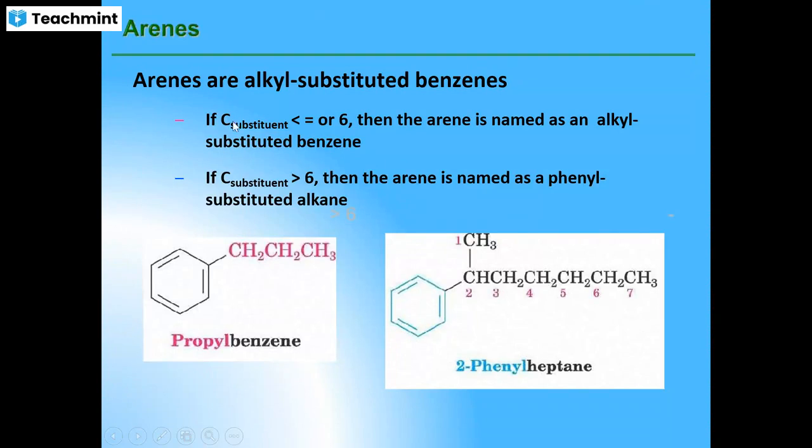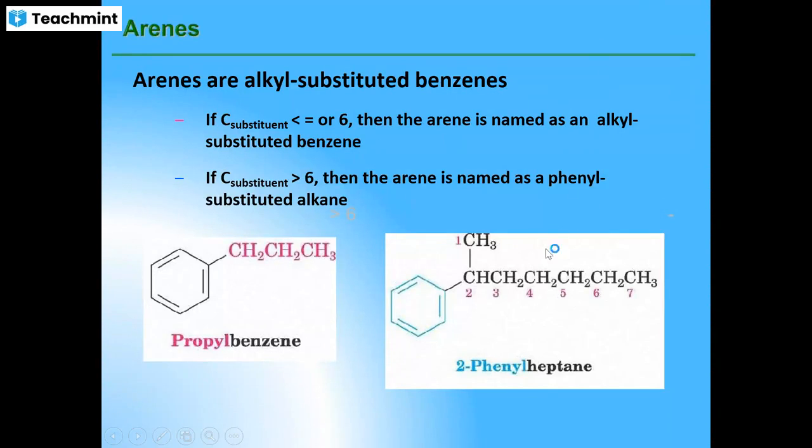So it is clearly mentioned: if the carbon substituent is less than or equal to 6, then the arene is named as an alkyl substituted benzene. Means whatever carbon chain is present on the benzene, if that carbon chain contains 6 or fewer carbon atoms, then benzene will be the parent compound. So we can say that it is an alkyl substituted benzene.